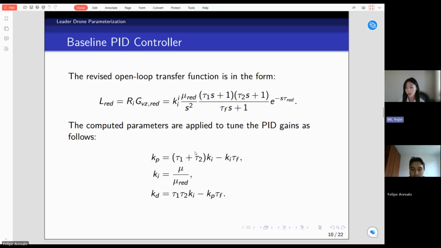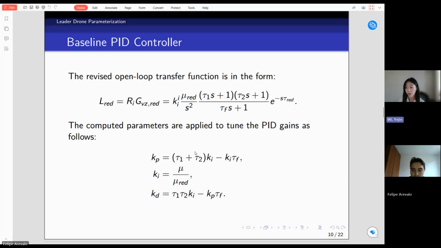design. So firstly, the model order has been reduced for simplicity to design the PID controller through a loop shaping method with the open loop transfer function. GVZ reduction is the reduced vertical velocity model, and L reduction is the open loop transfer function, and RI is the PID controller, which was designed using some calculated parameters, including mu and other L's under loop shaping requirements. And final PID gains were computed using the three equations in this slide.